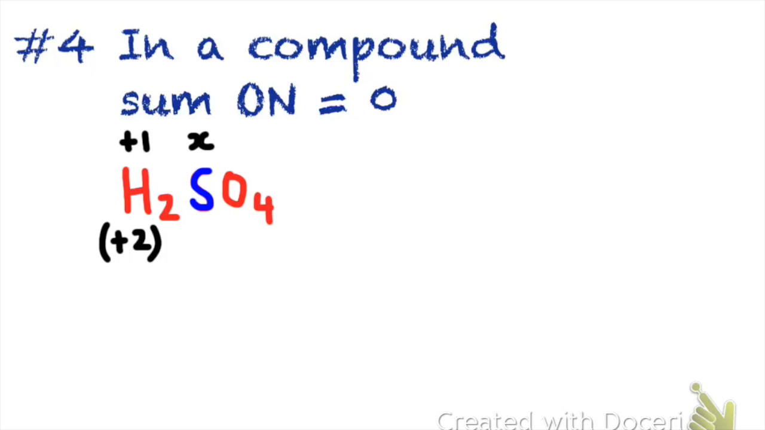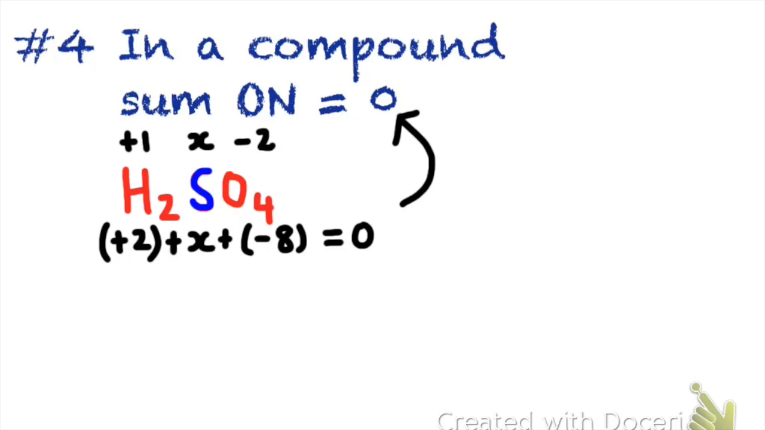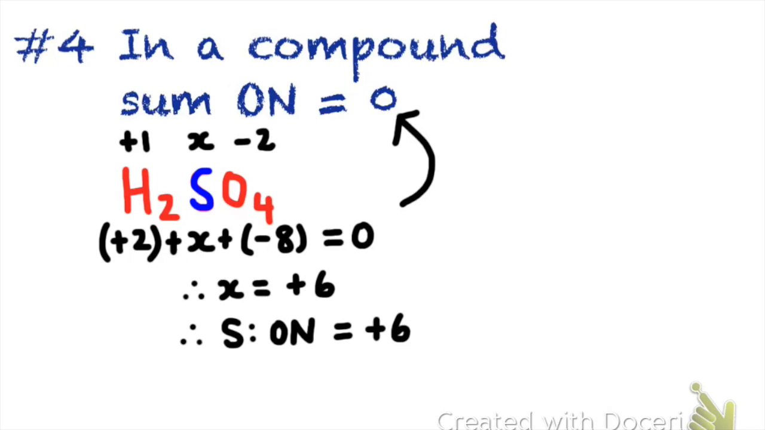Sulfur we don't know, so we'll just call that x, and there's 1 of them, so that contributes x. Oxygen, we know from our previous rule, has an oxidation number of -2. Notice there are 4 oxygen atoms, and so that gives us a total of -8. And I'm going to put that underneath. And that, when we add it all up, has to equal 0, because our rule tells us that in a compound the sum of the oxidation numbers is equal to 0. And so we can solve for x, which gives us +6. And that means that sulfur in H2SO4 has an oxidation number of +6.